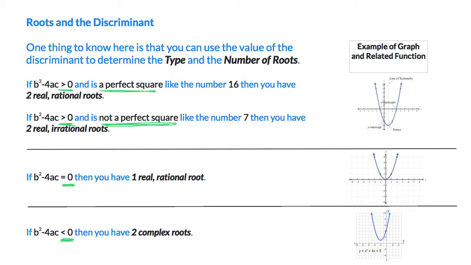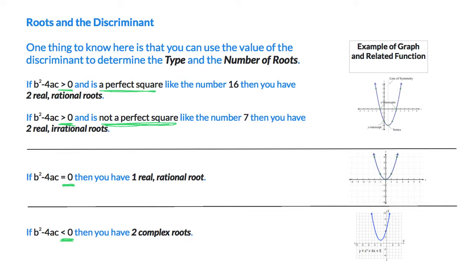Let's talk about the roots and the discriminant. One thing to know here is that you can use the value of the discriminant to determine both the type and the number of roots. For example, if you plug in b, a, and c in the discriminant part, do the math, and the answer is greater than 0 and a perfect square like the number 16, then you will have 2 real rational roots.